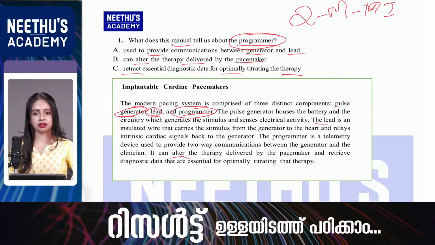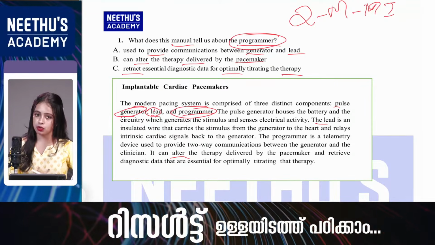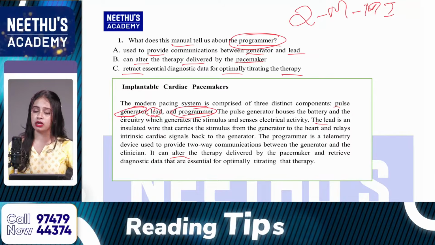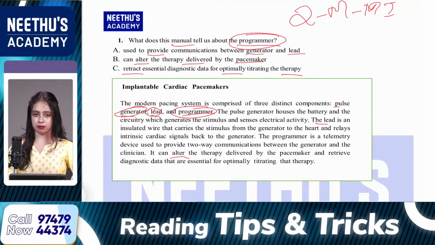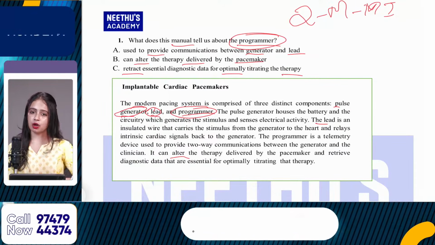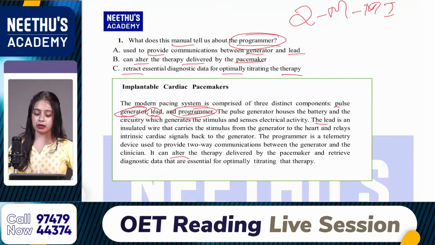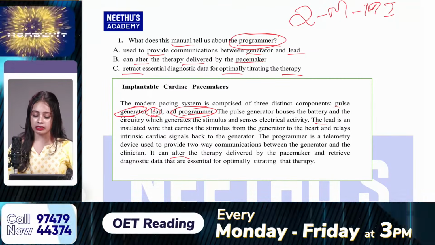So what is the correct answer here? How can we eliminate the options? The only strategy that we are using here is the elimination method. So how can we eliminate the options? What about option A? Used to provide communications between generator and lead.